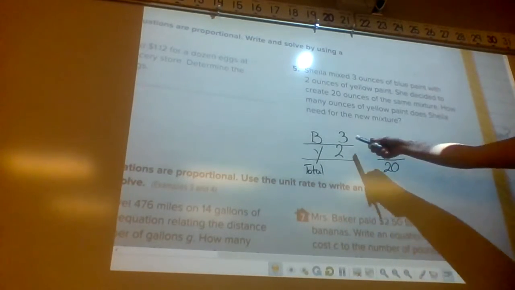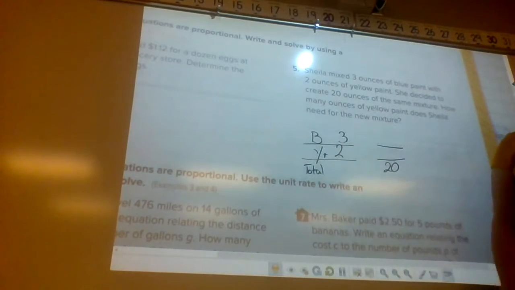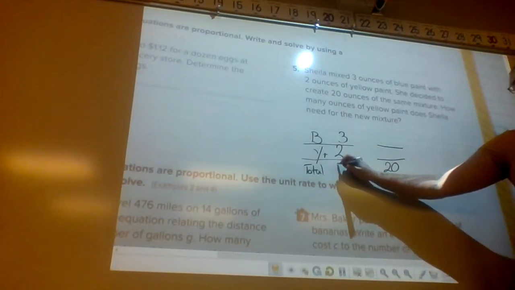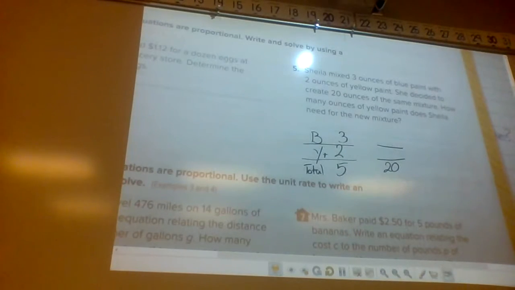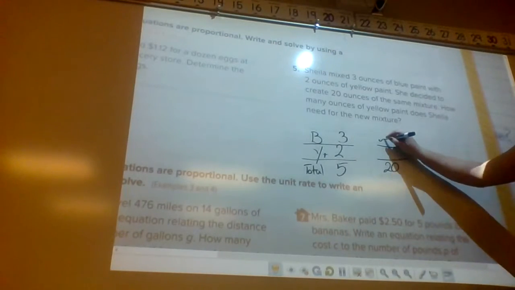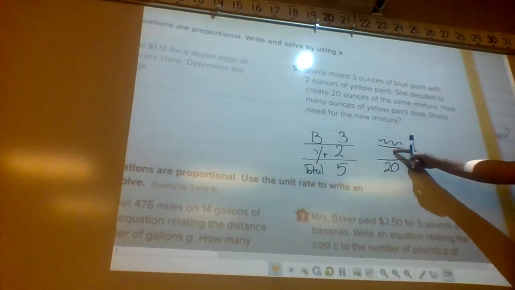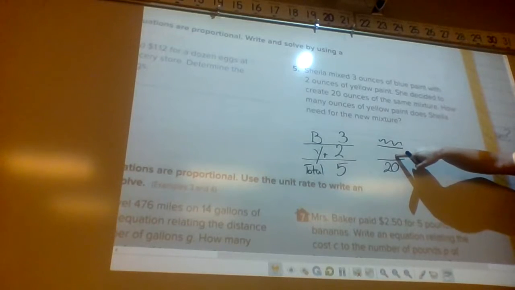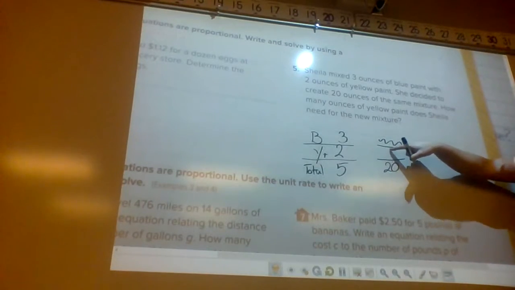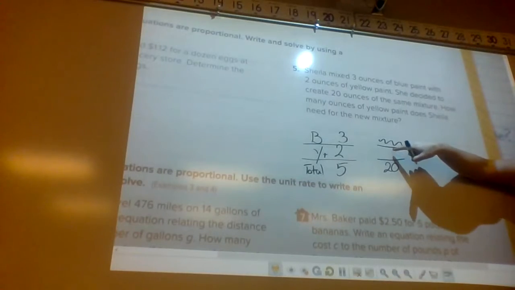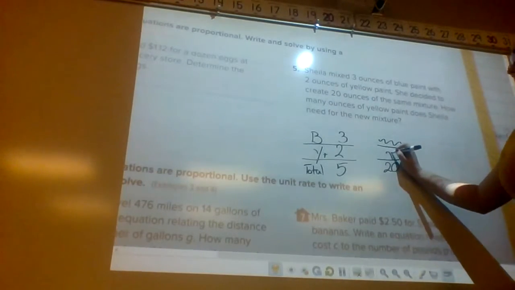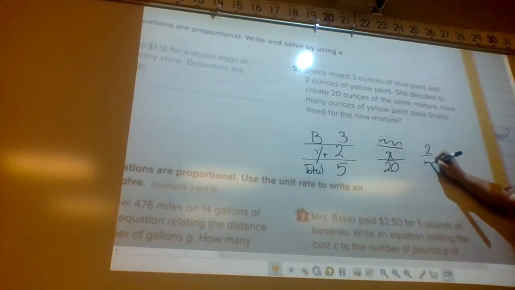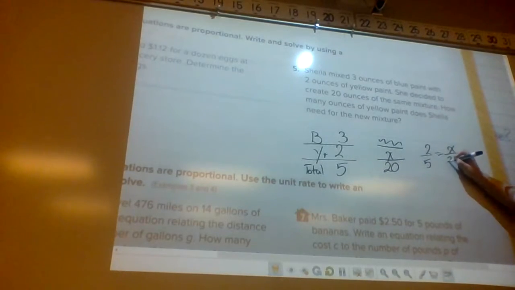Well, if you need that, what's 3 plus 2? 5. Okay. How many ounces of yellow paint does Sheila need for the new mixture? So do we want the blue? We don't even care about that. Do we want the yellow? So what should we put right here? Do you know how many? No. So what do you put? So, extra variable. Put a variable. There you go. 2 over 5 equals x over 20.